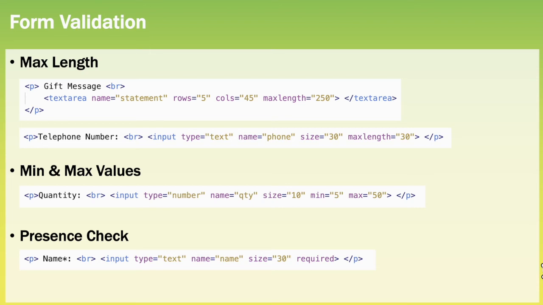The first validation is max length. Here we have added a max length of 250 to our text area and a max length of 30 to our telephone number. This means that the user will be unable to enter more than these characters into these elements. We can add minimum and maximum values to an element. So in this case, to our number input, we have specified that the minimum number accepted is 5 and the maximum number allowed is 50. We could just have a minimum number, or we could just have a maximum number, or we could have both.